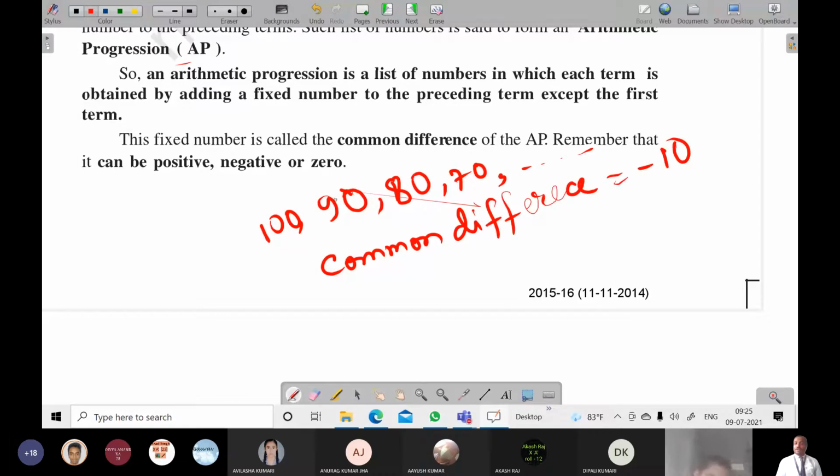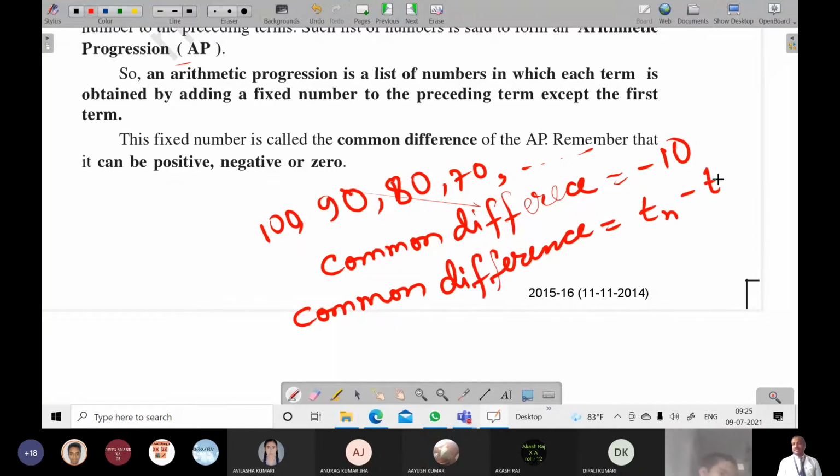And of course, when it is said to find the common difference, then the common difference finding formula is Tn minus Tn minus 1. Do you understand what this Tn and then Tn minus 1 represent?